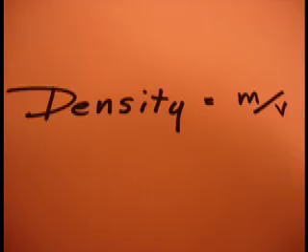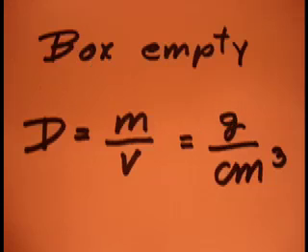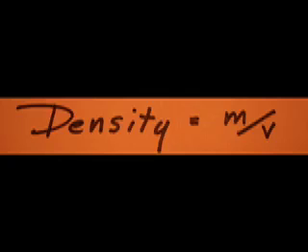And there you have it. Density equals mass divided by volume. Some densities will be grams per milliliter. Some densities will be grams per centimeter cubed. Density, mass per volume.